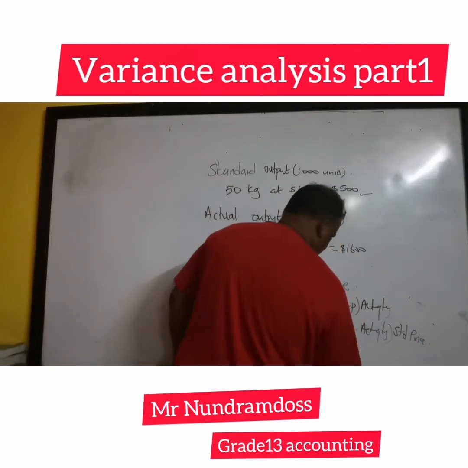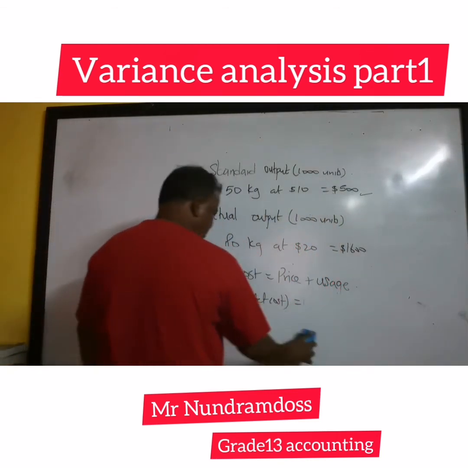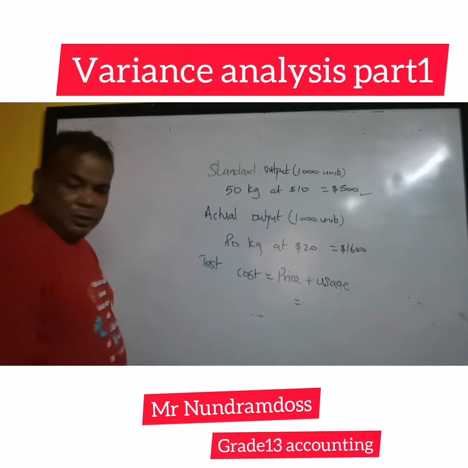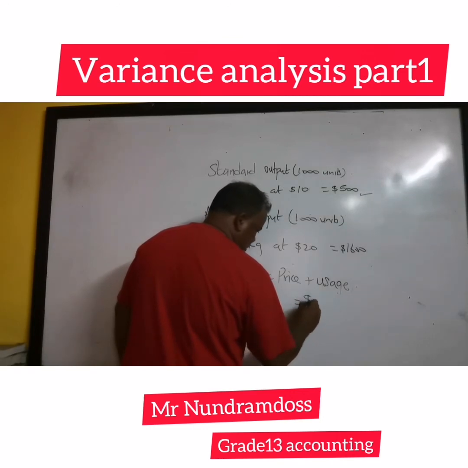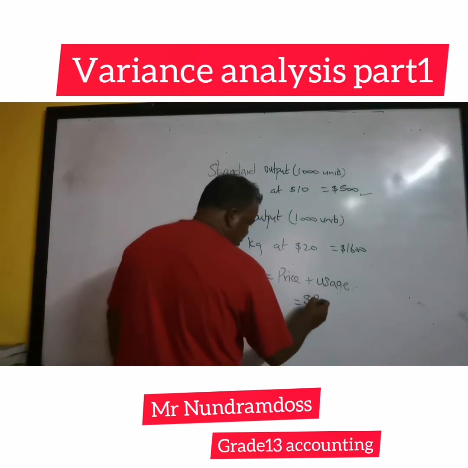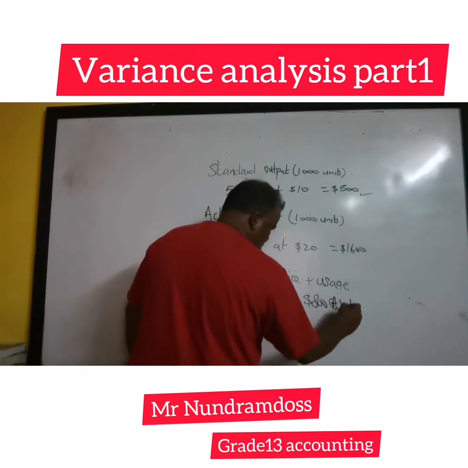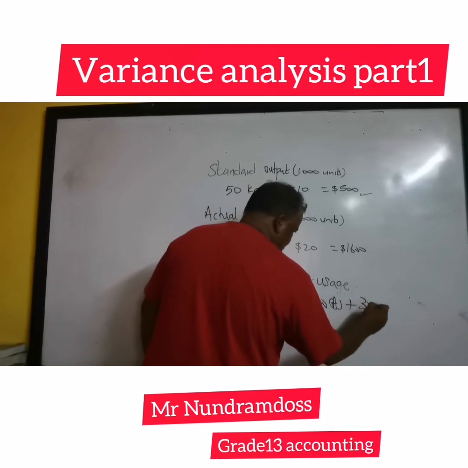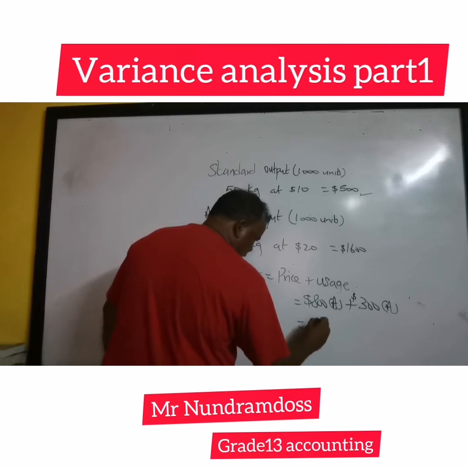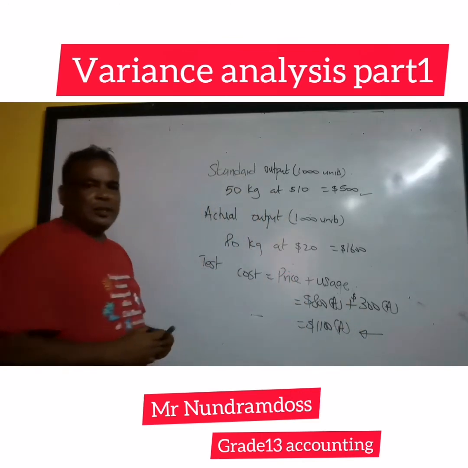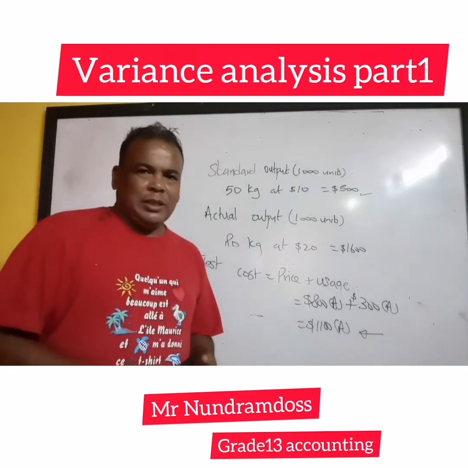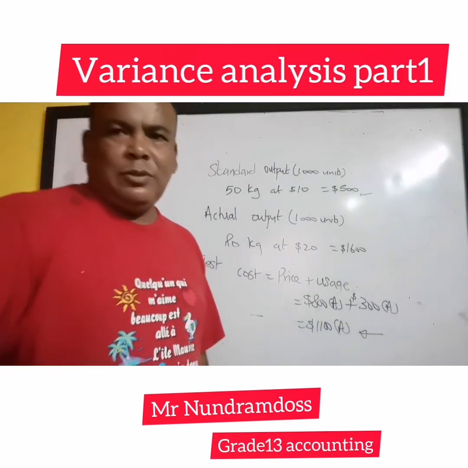Now we replace, just to check. Material price variance was $800 adverse, plus usage variance was $300 adverse. So this will give us $1,100 adverse. So here we are, concerning the first part of material variances. Thank you very much for your attention.